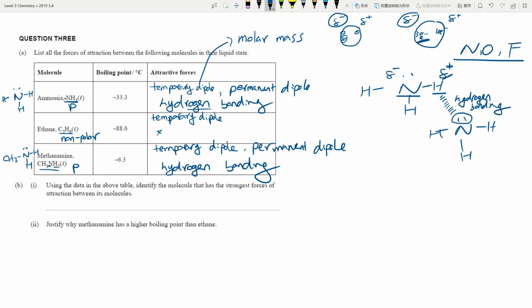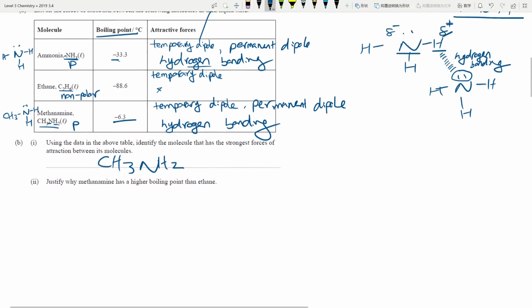Using the data, you identify the molecule that has the strongest force of attraction. Okay, just look at the boiling point. Which one has the highest boiling point will be the strongest. So that's that one, CH3NH2, because it has the highest boiling point. Don't get confused with the negative. The smaller the negative number, the higher it is.